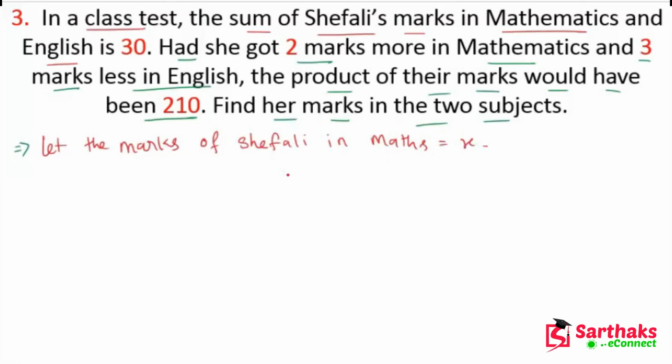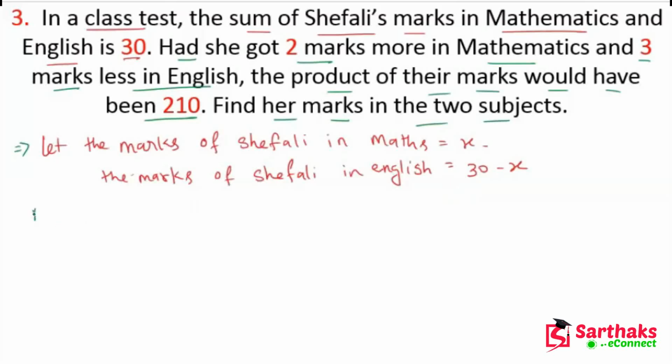Let's suppose the marks of Shefali in maths is X. Here we know that the sum of Shefali's marks in maths and English is 30. So if the marks in maths is X, then in English it will be 30 minus X.